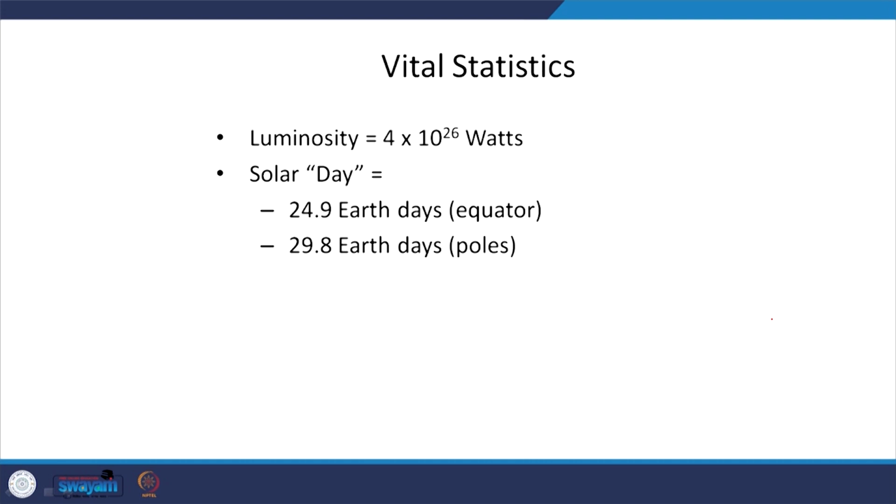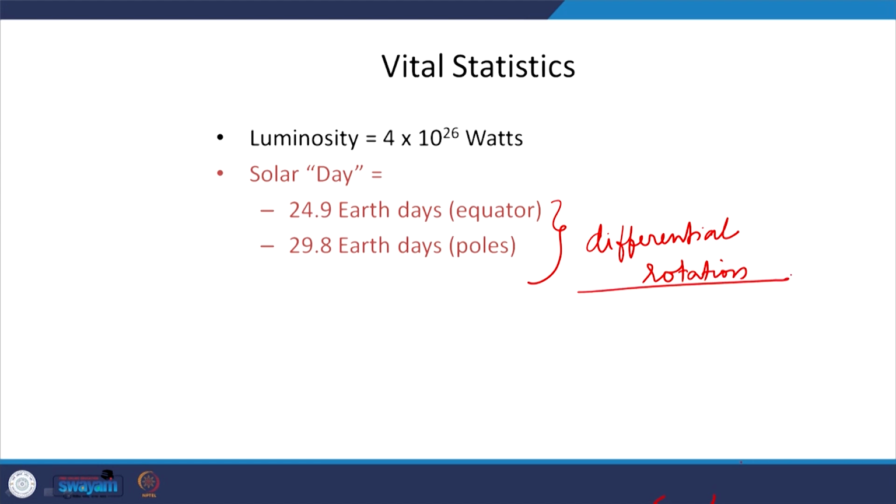The sun revolves faster at the equator and slower at the poles. Okay. This aspect of different rotation speeds at different latitudes is generally called differential rotation. This differential rotation is a very important aspect. It is what complicates the magnetic field of the sun.